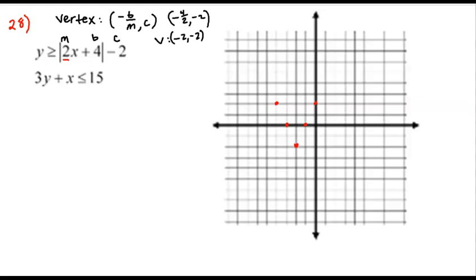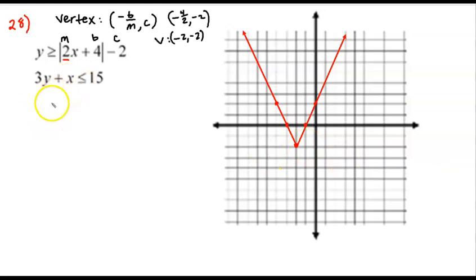So I will switch the type of line that I use. Make sure it's solid. We're doing this in red. And here's my V. And then for the shading, it will be greater than, which means above the line. So we will be shading everything inside the V. All right, we'll do this one in blue.